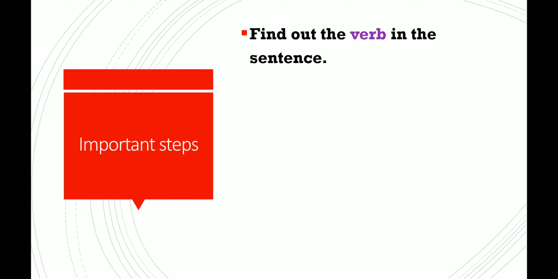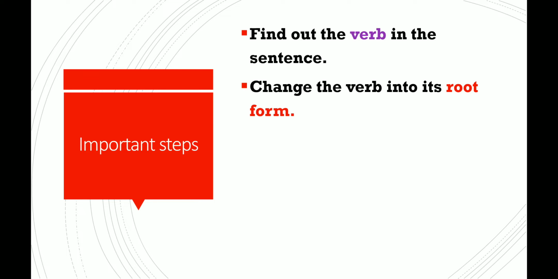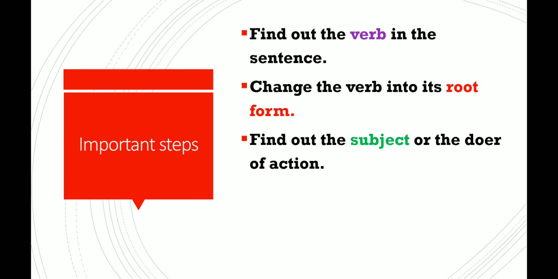First of all, we have to find out the verb in the sentence. Every sentence has a verb and we will find out the verb. Then we will change the verb into its root form. If it is goes, then we will have to change it into go, right? Then we will find out the subject. And who is the subject? The subject is the doer of the action. The one who is doing the work in the sentence is our subject.